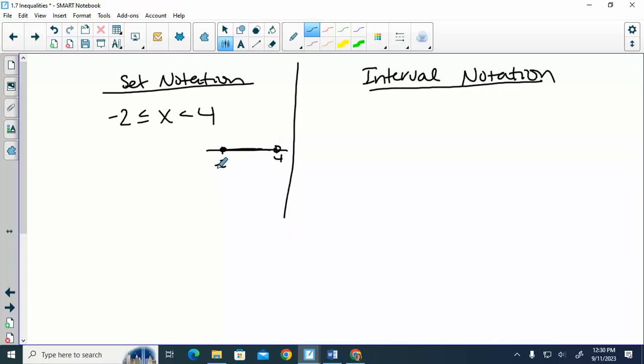Interval notation says, okay, I'm starting at -2. If it gets an equal to, we use square brackets. So say -2, comma, that's my starting point, then you give your endpoint. Our endpoint is 4. 4 was not equal to, so we use a parenthesis for not equal to.